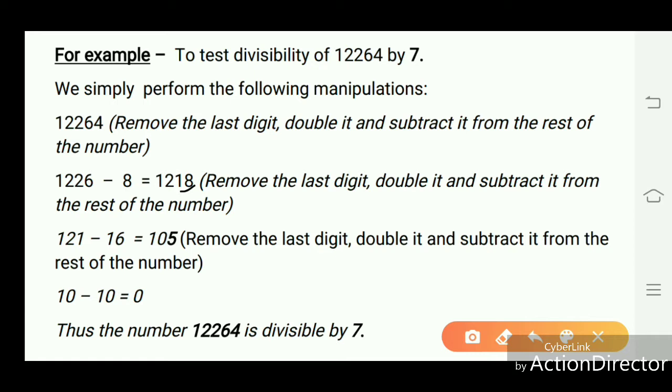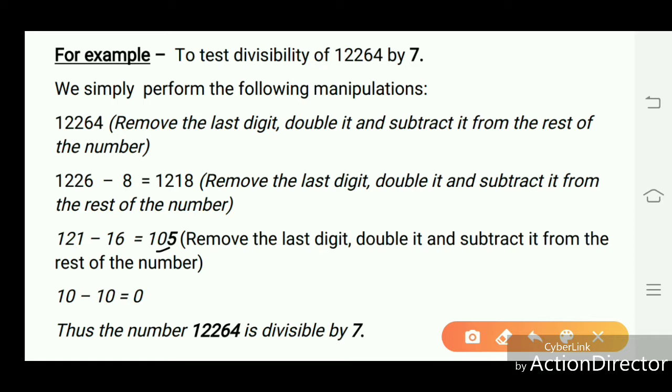Remove the last digit, double it, and subtract it from the rest of the number. Here the last digit is 8, and when we double it, multiplying by 2, it gives 16, and the rest of the number is 121. So we write here 121. And when we subtract 16 from 121, it gives the difference 105.